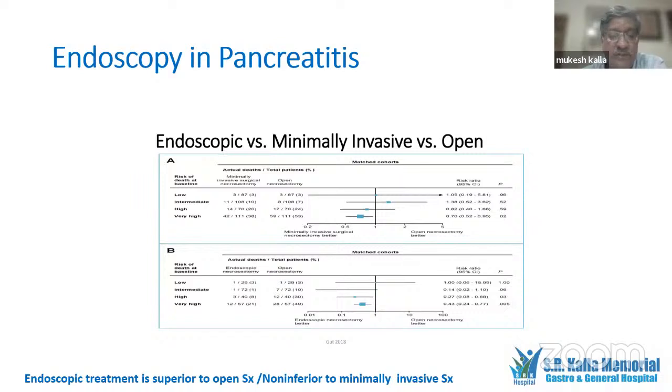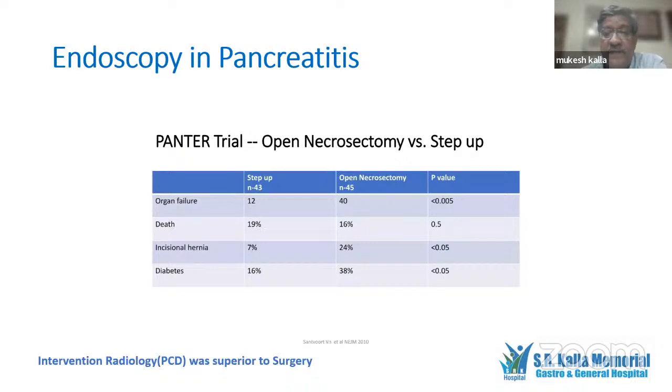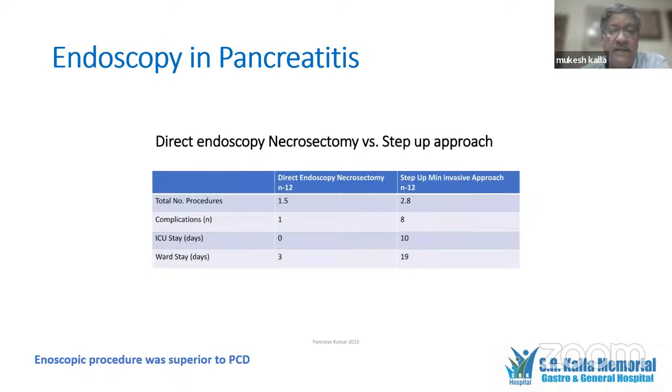So in this particular situation, you will appreciate that endoscopic treatment is superior to open surgery and non-inferior to minimally invasive surgical procedures. Now, when you go further into the PANTER trial, you will appreciate that when open necrosectomy was compared with the step-up approach of IR, the overall results and the further complications down the line, at 5 years follow-up, the risk of diabetes, hernia, death was significantly lesser with the step-up approach of PCD. Therefore, I would say that PCD was superior to surgery as per this trial. Then there was another comparison of direct endoscopic necrosectomy with multiple PCD drainages. Again, this also said that the endoscopic procedure was superior to placement of PCD in appropriate situations when available.